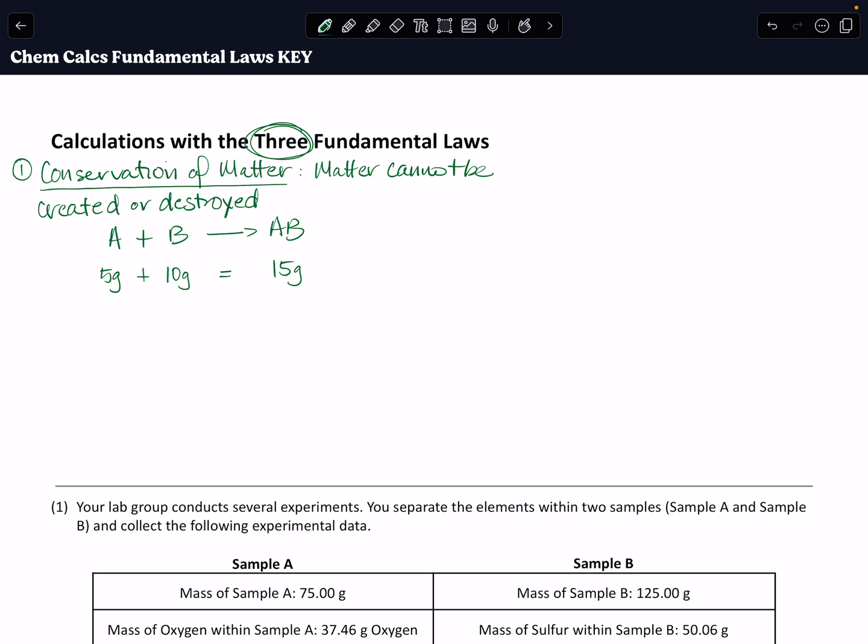All right, so if you're ever working with a reaction and you know the masses of all components except for one, then that's where you can use conservation of mass to figure out what the missing value is.